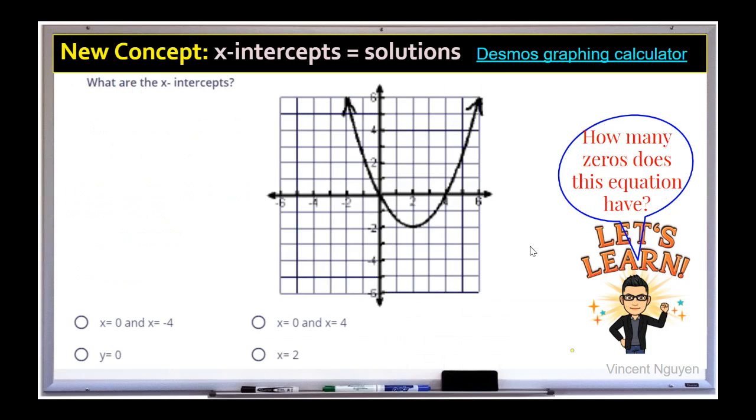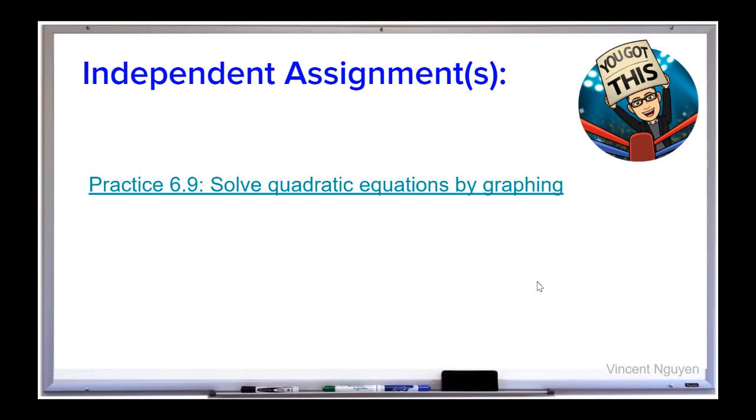Okay, so here's another example. When they give you the graph and they ask you, hey, what are the x-intercepts? That's pretty easy because the x-intercepts are where the solutions are, right? So it's at x equals 0 and x equals 4, okay? So this equation has two solutions because you can see there are two x-intercepts. Anyway, that's pretty much it. It's pretty straightforward. It's pretty easy.